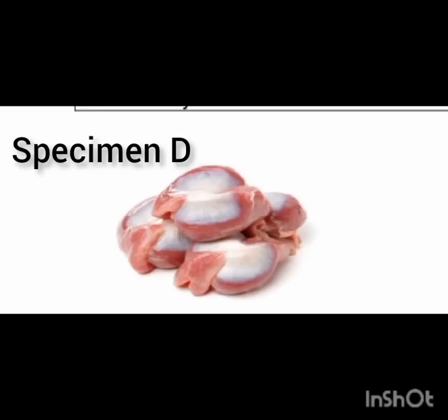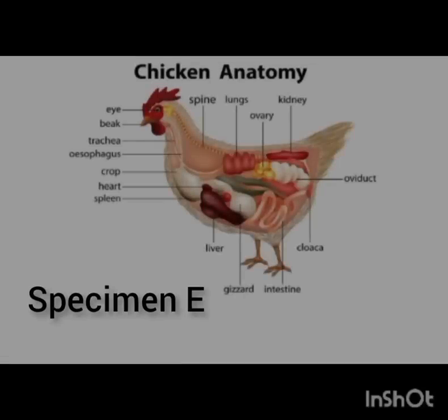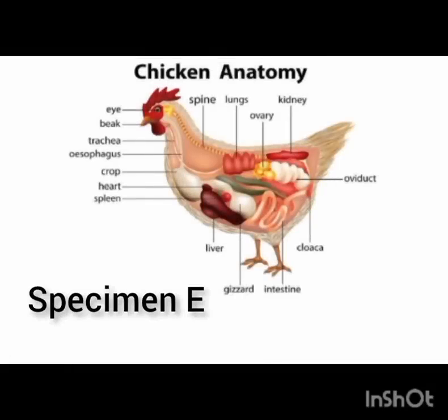Then the food grinded there will now be passed into the small intestine for absorption to take place. So that is that about the gizzard. So the next specimen is specimen E, and that is intestine of a fowl.